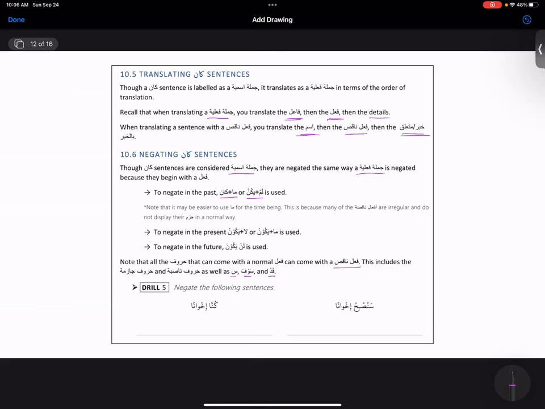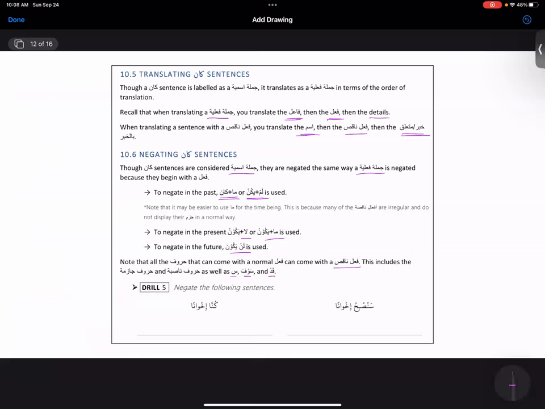So now, kana sentences are considered jumla ismiya, but they are negated the same way a jumla fi'liyya is negated because they begin with a fi'l. To negate in the past tense, we use ma kana or lam yakun. Remember, it should still be fresh in our memory, we did negation. So for madi, ma kana, or lam plus mudari', which we translate as madi negative. To negate in the present tense, we use ma or la, so la yakunu or ma yakunu. And to negate the future, we use lan. So the same tools we apply as we learned in negation. There was lan and lamma too, right? Yes, lamma as well.